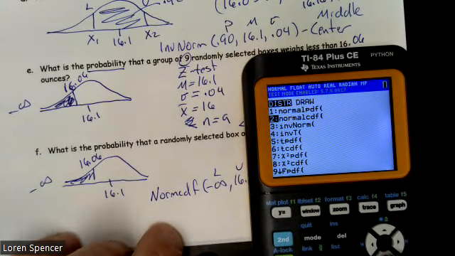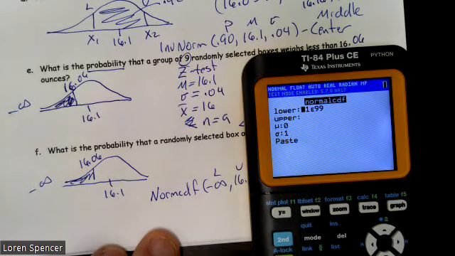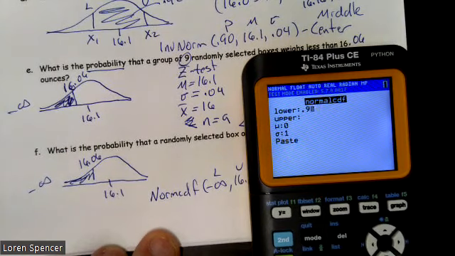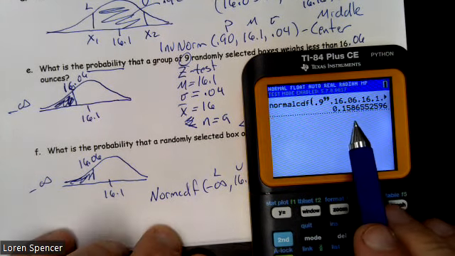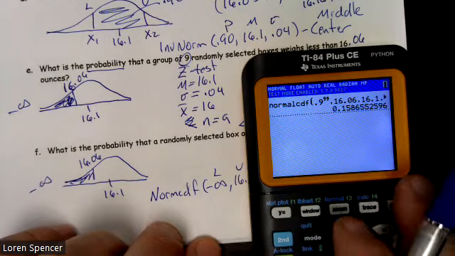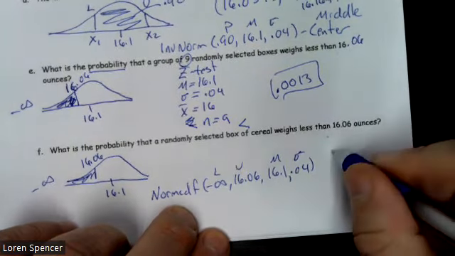Second vars, normal CDF. Lower, negative infinity. Upper, 16.06. Mean, 16.1. Standard deviation, 0.04. And we end up getting about 16%, so 0.1586.